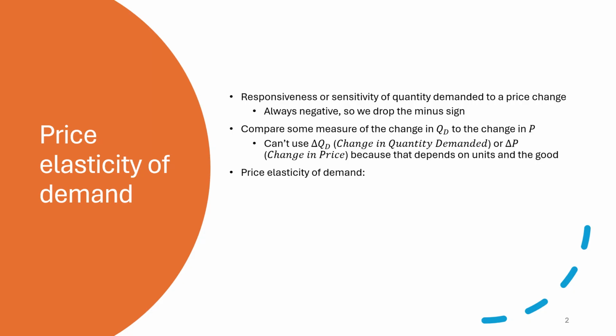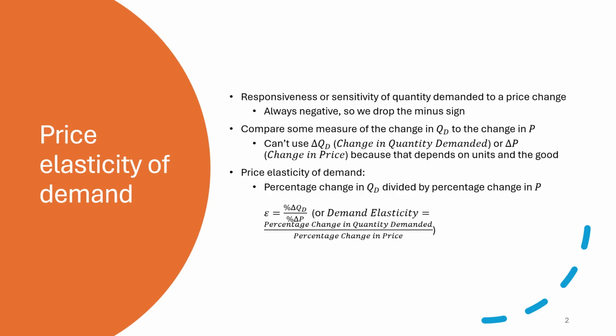So when we do the price elasticity of demand, we're going to use the percentage change in quantity demanded divided by the percentage change in price. By comparing percentage changes to percentage changes, we remove the dependence on units and the kind of good, so we can actually compare elasticities between very different goods. We can compare the price elasticity of demand for baseball tickets with that for ramen noodles with that for cars, for example.